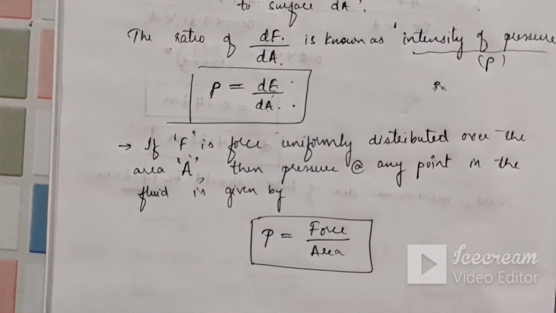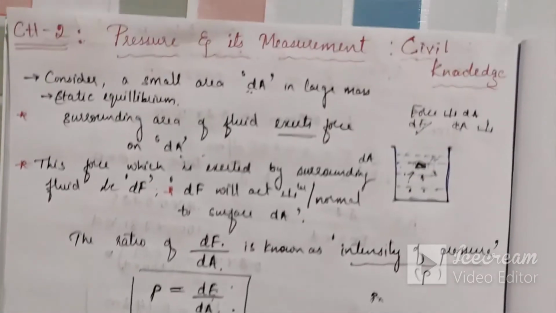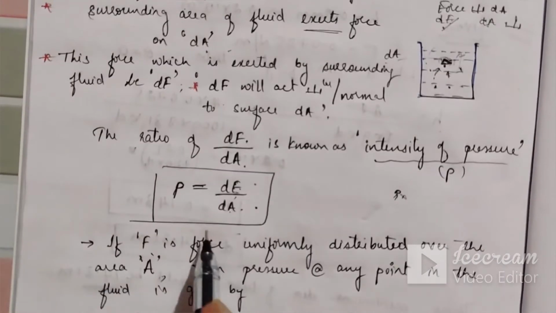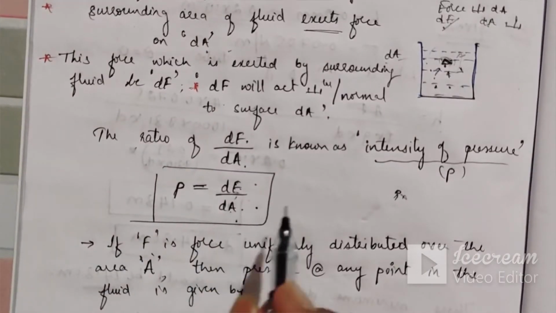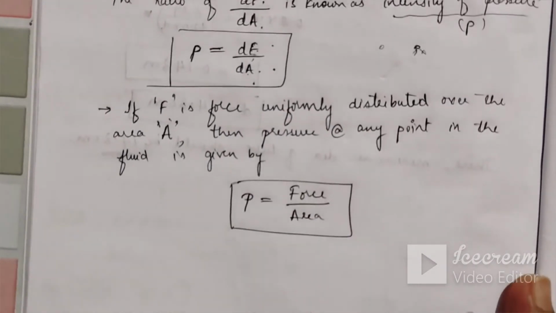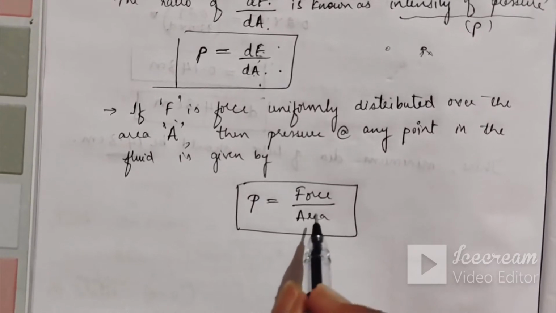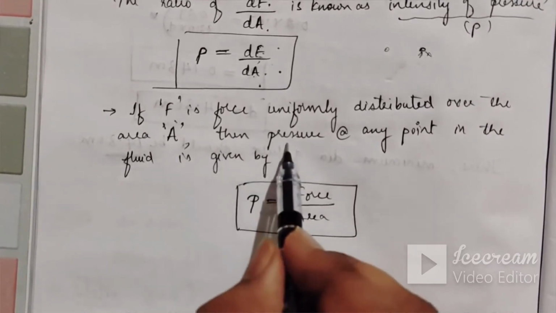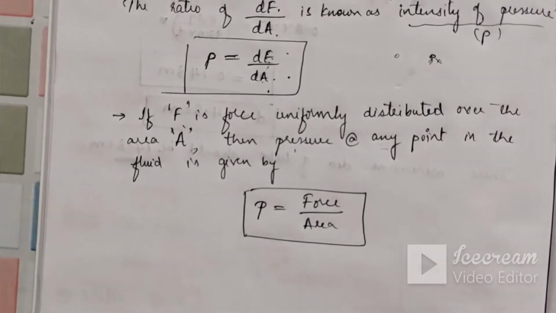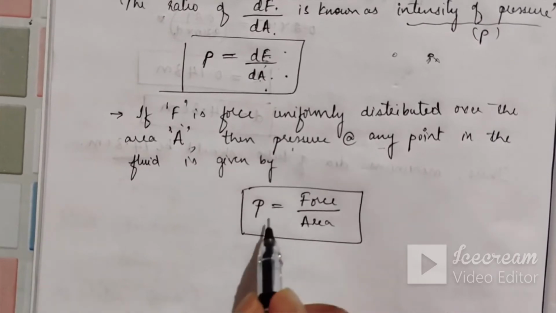Okay, from basics, what we are doing is, if we want to derive any formula, we take a small part of it and derive the relation for that small part. After deriving the relation for the small part, we will integrate it so as to get the whole area, which will help us to find the pressure at any point in the fluid.